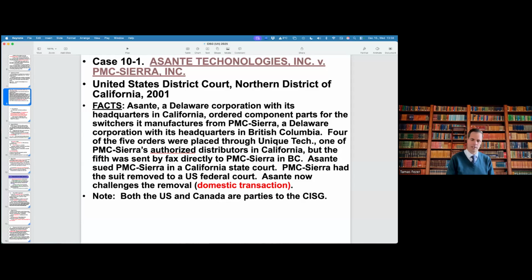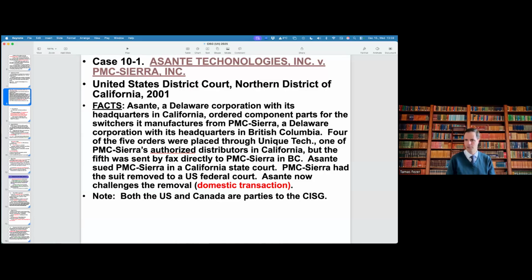And since the CISG claims that we have to determine place of business only for the parties and not for the so-called third parties that help the seller to perform its contractual obligations, we should also rule Unique Technologies out of the equation. We don't care about that. So we are left with Asante and PMC Sierra, and the actual place of business where they are physically operating is, for Asante, California. For PMC, that's Canada.